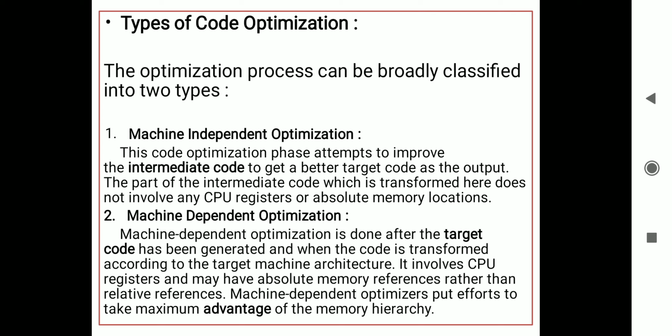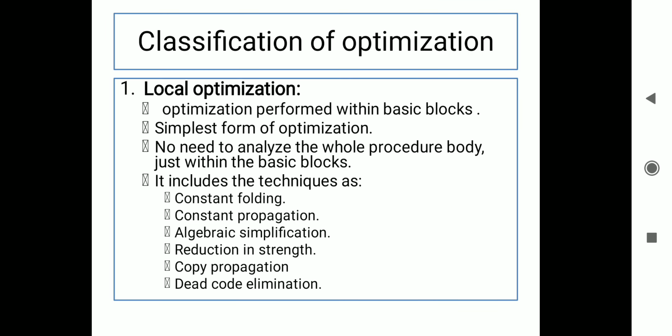And machine dependent optimization means the optimization we perform after code generation, where we generate a target code and then perform the register allocations. That is what we call machine dependent optimization. Now, the machine independent optimization is classified into two groups: local optimization and global optimization.